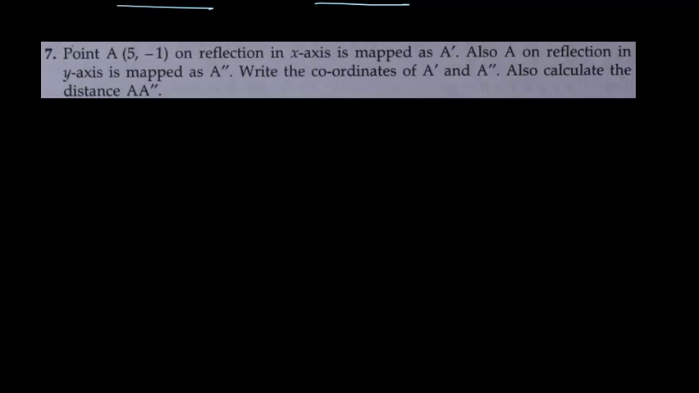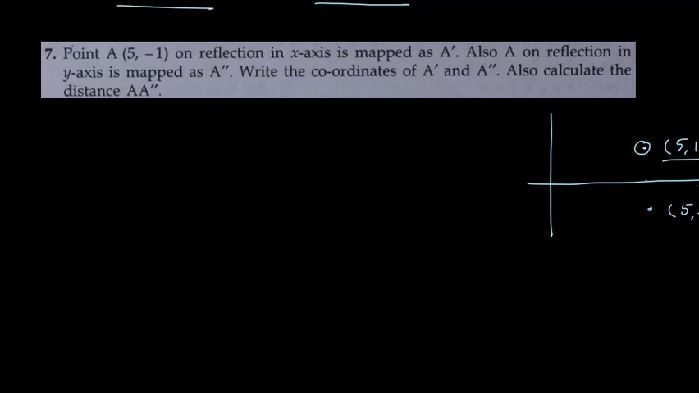Now seventh problem is point A 5 minus 1 on reflection in x-axis is mapped to A dash. Now reflection means here this is x-axis, and say there is a point called 5 comma minus 1. So 5 comma minus 1 will be, suppose I draw the coordinate axis, 5 comma minus 1 will be somewhere here. This will be 5 comma minus 1. Now in x-axis if I take reflection, so I will get a point somewhere here. So its coordinate will be 5 comma plus 1. So when there is a reflection in x-axis, its y coordinate sign changes. So minus 1 will become plus 1.